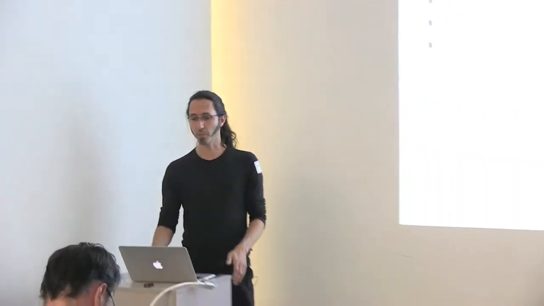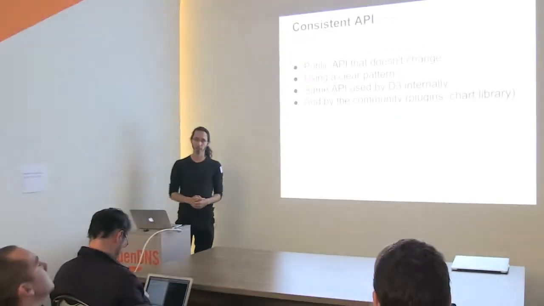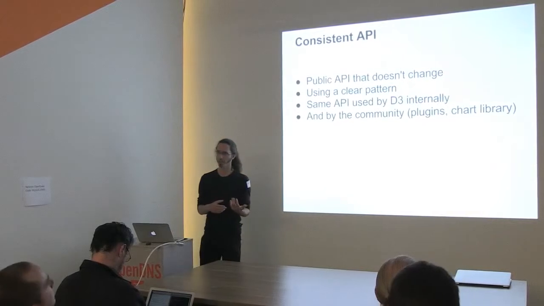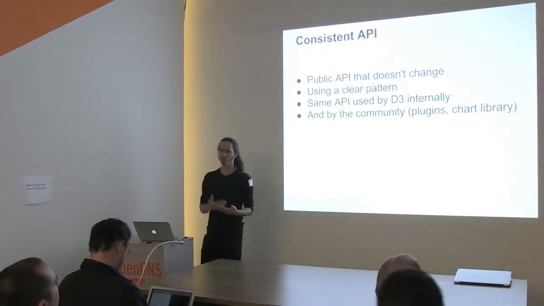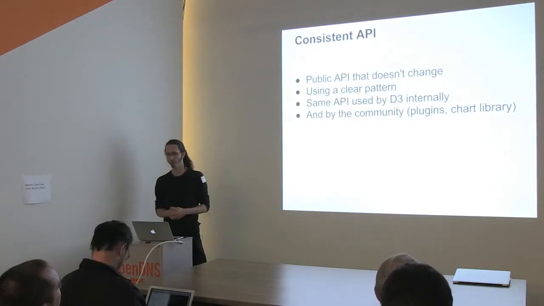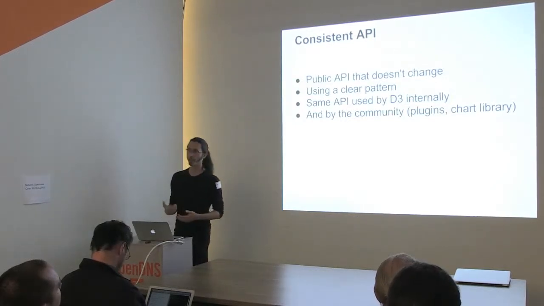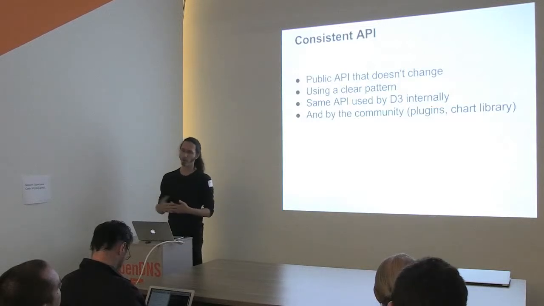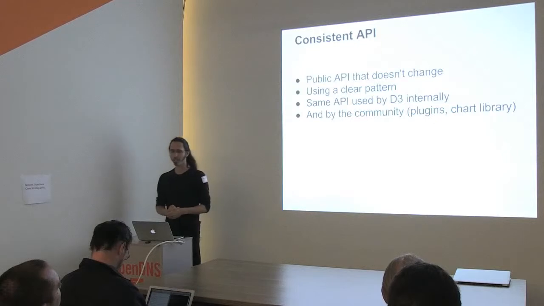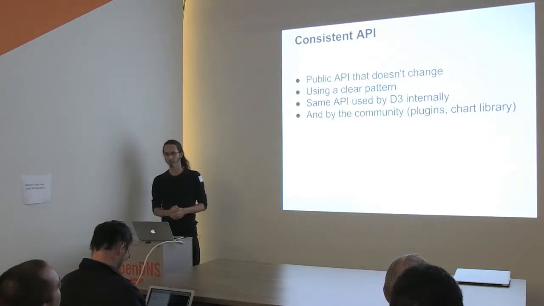So a consistent API is a kind of public API that doesn't change, so the modules can talk to each other. You can have documentation that will try to never change, even if you refactor very aggressively the implementation hidden under this API. Using a clear pattern is also very important for having a consistent API.